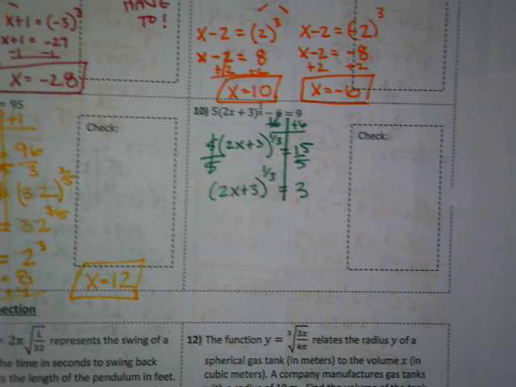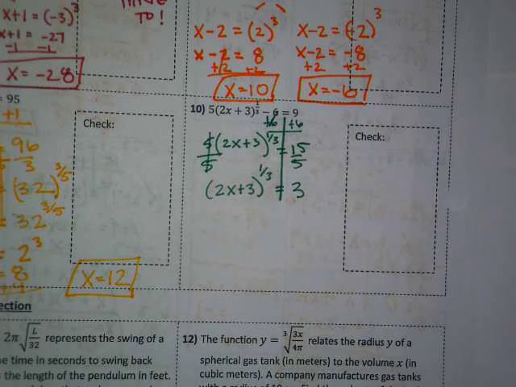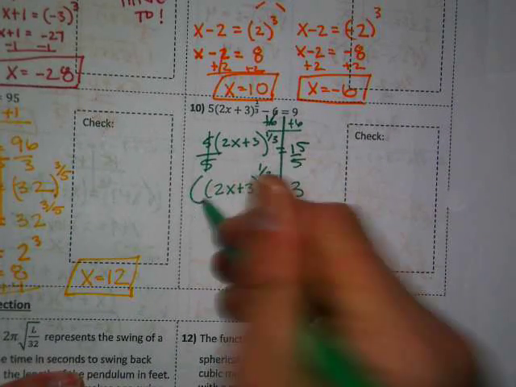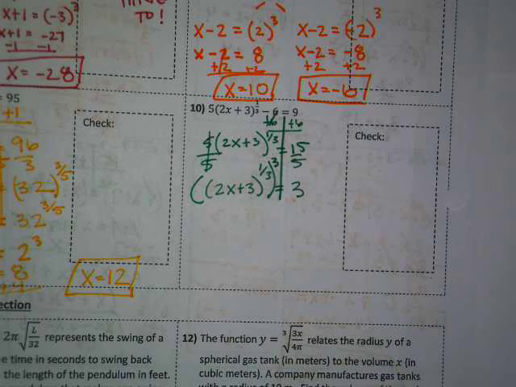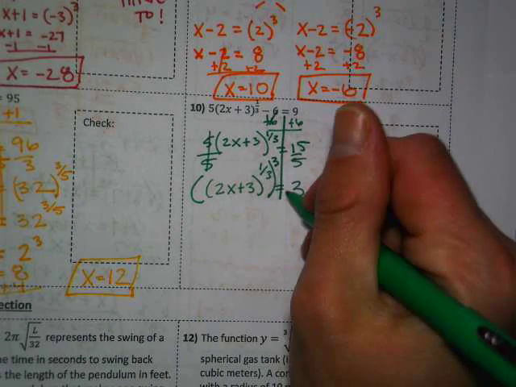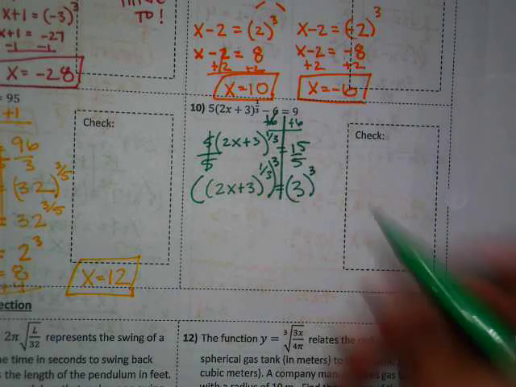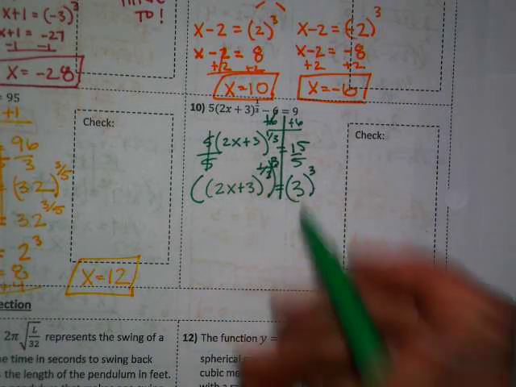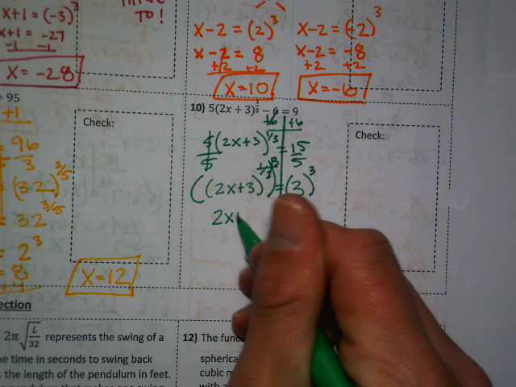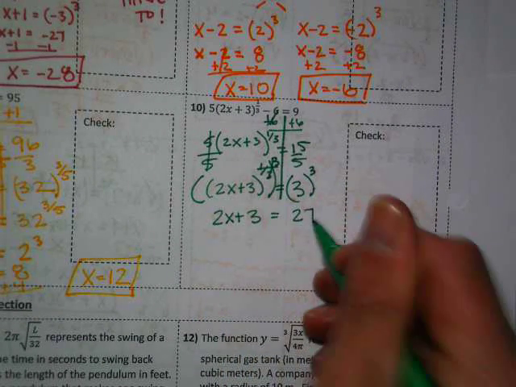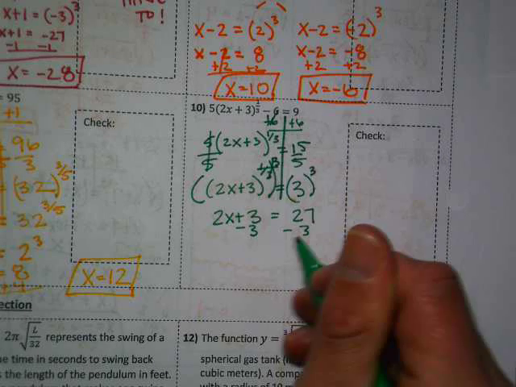Okay, so the reciprocal of 1/3 is what? 3. Just 3, right? Because 3 over 1 is the same thing as just 3. Yeah, 3 divided by 1 is just 3. All right, so on this one, do I have to take a root of anything? No, I just have an exponent. What is 3 cubed? 27. 27 minus 3.